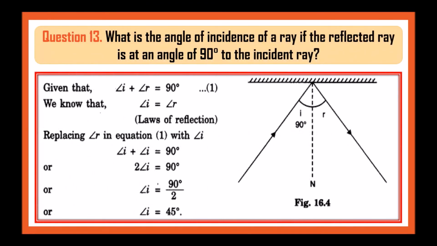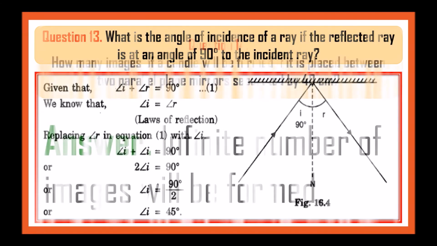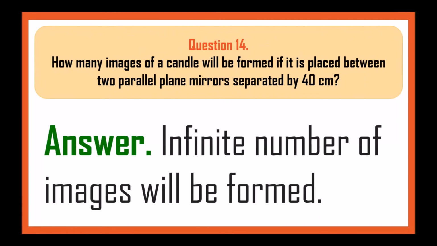Next question, what is the angle of incidence of the ray if the reflected ray is at an angle of 90 degree to the incident ray? So this is the solution. The answer is 45 degree. Next, how many images of candle will be formed if it is placed between two parallel plane mirrors separated by 40 centimeters? The answer is infinite number of images will be formed.